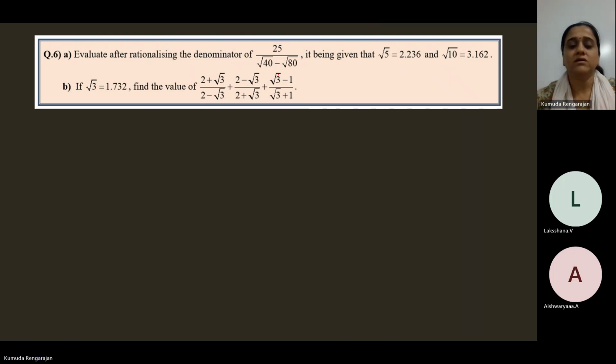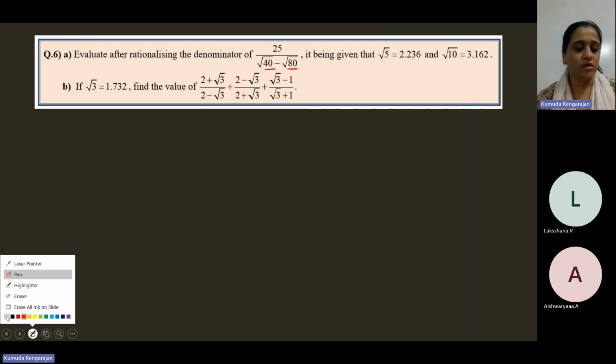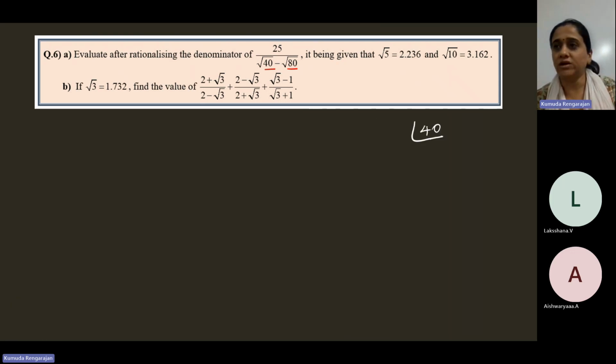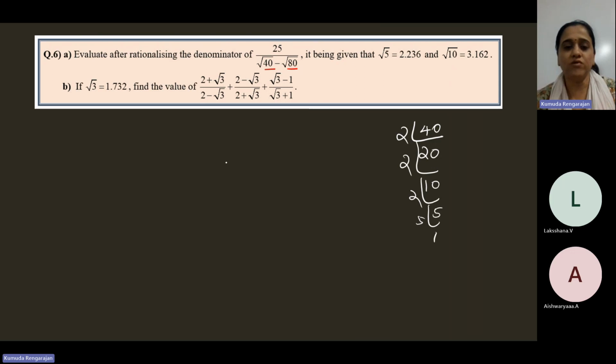Okay. So in the denominator, we are not concerned about the numerator. Look at the denominator. If you have terms which can be expressed as a multiple of a perfect square, do that first. Take up 40. 2 twenties are 40, 2 tens are 20, 2 fives are 10, and 5 ones are 5. So what is 40? 40 is equal to 2 square into 2 into 5.